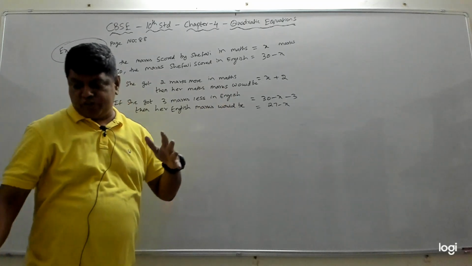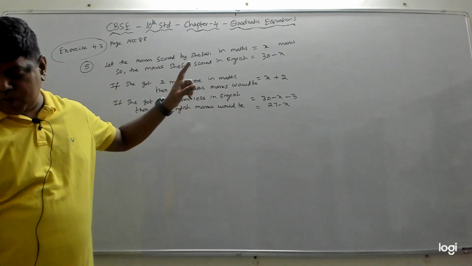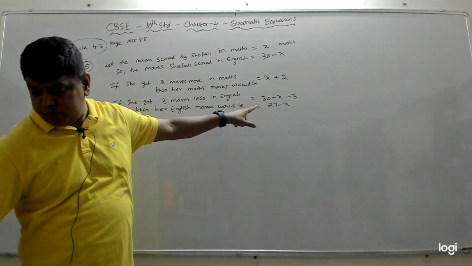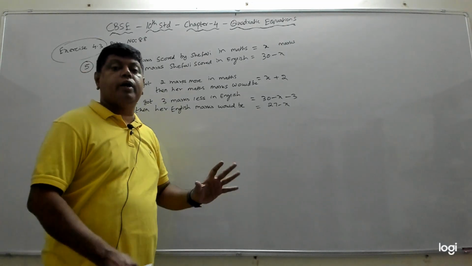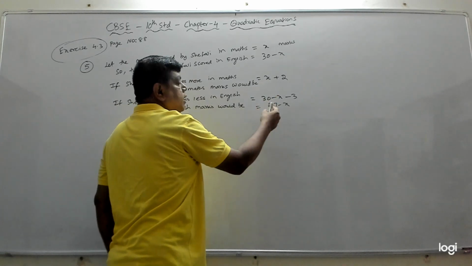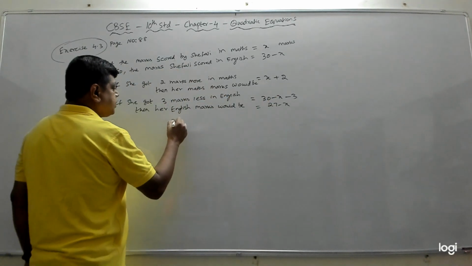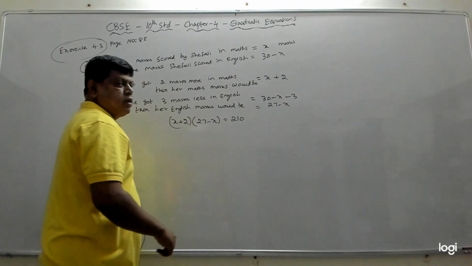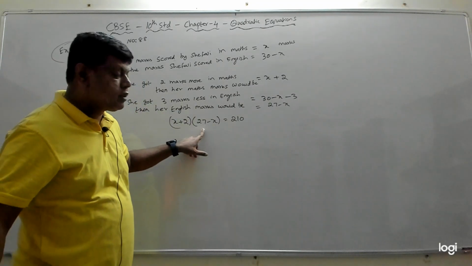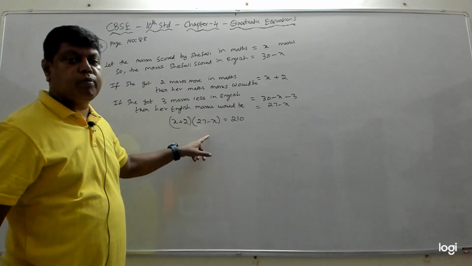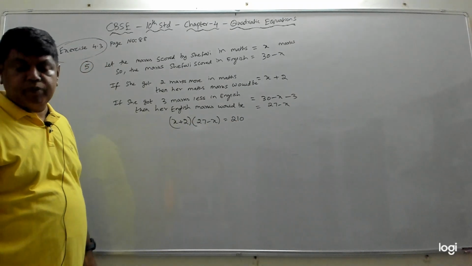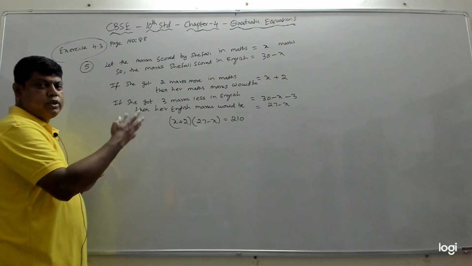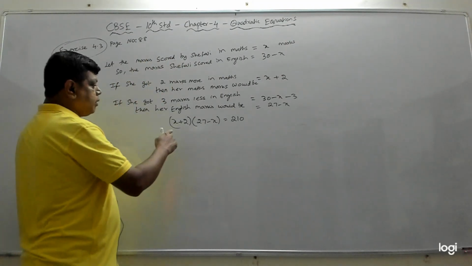Now the statement is, if she had got 2 marks more in mathematics and 3 marks less in English, the product of the marks would be 210. The product, the multiplication of these two marks, is equal to 210. So which means (x plus 2) into (27 minus x) equals 210. That's what is given in the question. Now we should solve this and find the value of x. Once we know the value of x, we'll know how much she scored in maths and how much she scored in English.